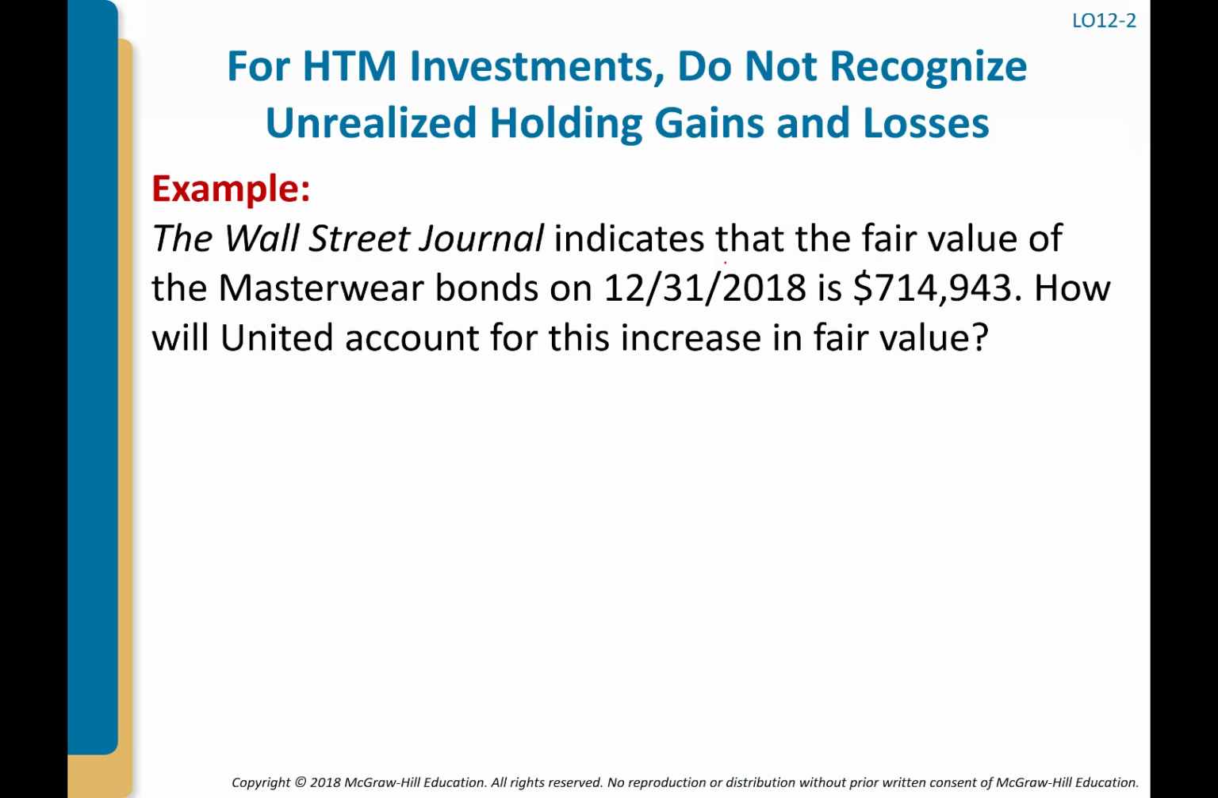So we have this Wall Street Journal indicates that the fair value of the bonds that we just invested in is $714,943. How would we account for this? Now this is at 12/31/18, so I think it's just after we've done this where it was having a net carrying value of 671,297. Or is it? Maybe it's 6 months after that. Whatever. The market value is what? More than the carrying value.